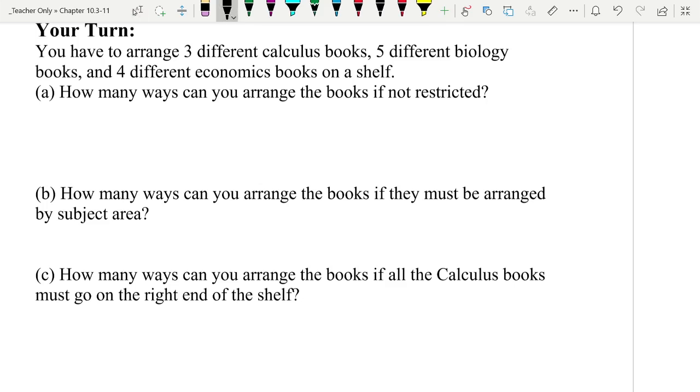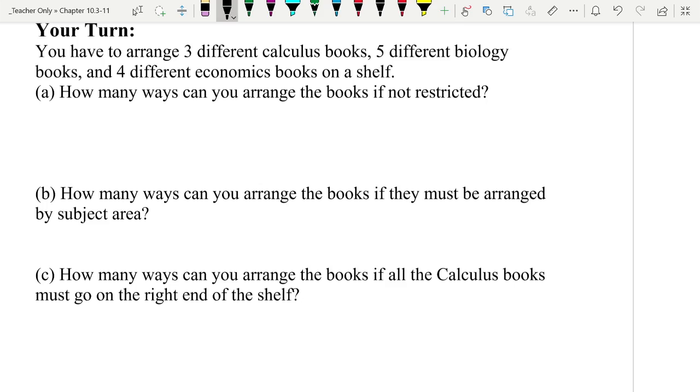B, what if they must be arranged by subject area? So I don't care what order, as long as all the calculus books are together, all the biology books are together, and all the economics books are together. And notice I'm not saying that biology has to go first or calculus has to go first. And then C, how many ways can you arrange the books if all the calculus books must go on the right side of the shelf?